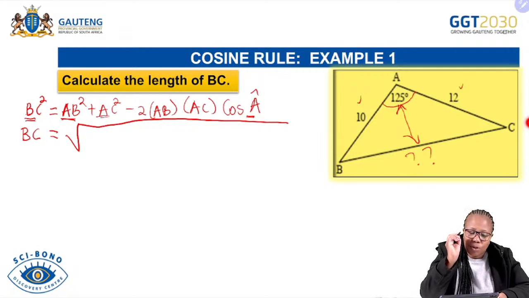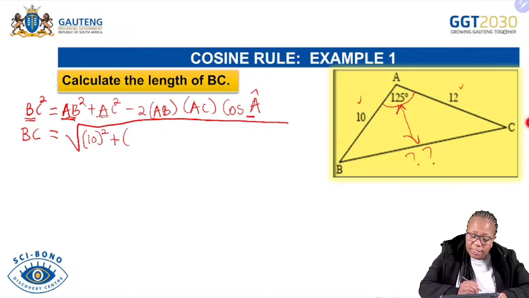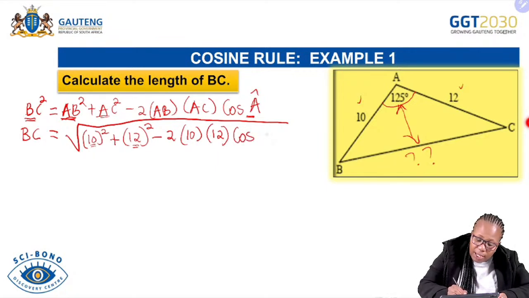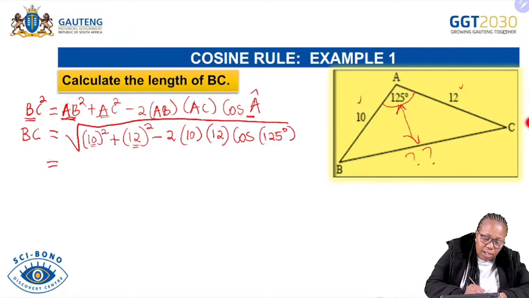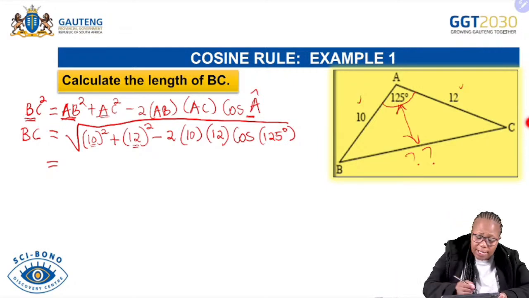And then now let's substitute. We are looking at the value of AB here. So how much is AB? 10. And this is squared. Do not forget that square. And then AC is how much? 12. And then this is squared minus 2. We put in AB again. It must be the same as that one. That is 10. And the AC must be the same as this, which is 12. And then we have the cos of A. How much is our A angle? 125 degrees.